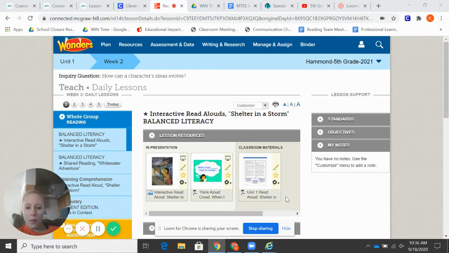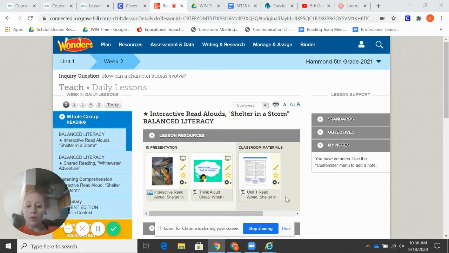So let's talk about the parts of realistic fiction. One part is the characters and events are similar to those in real life. The characters may have adventures while reaching a goal, and the dialogue and descriptive details create suspense.